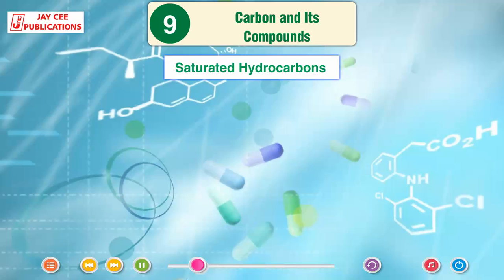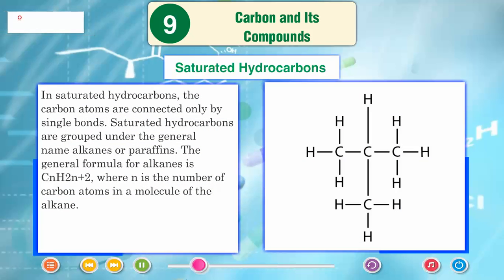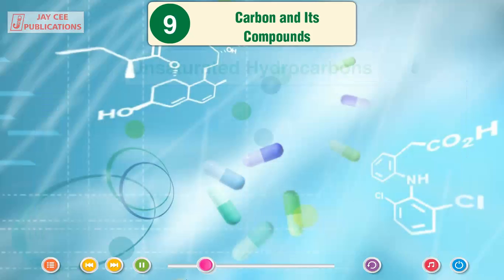Saturated hydrocarbons. In saturated hydrocarbons, the carbon atoms are connected only by single bonds. Saturated hydrocarbons are grouped under the general name alkanes or paraffins. The general formula for alkanes is CnH2n+2, where n is the number of carbon atoms in a molecule of the alkane.